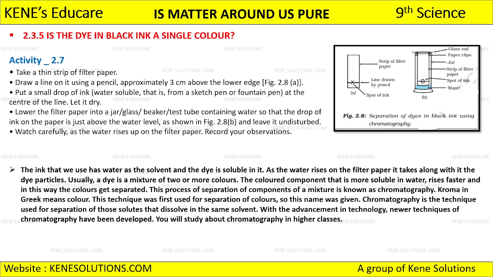The ink that we have is made up of two components, solute and solvent, right? Water is the solvent and the dye which is present in it is a solute. While the water is rising up, the dye which is present is always taken up with it. So if there is any color, it will rise along with the water, and you will see a spot of color formed. This process of separating the components of a mixture, we know as chromatography. Okay.